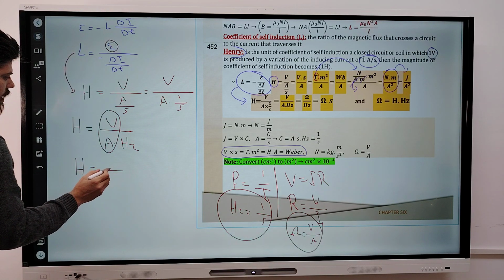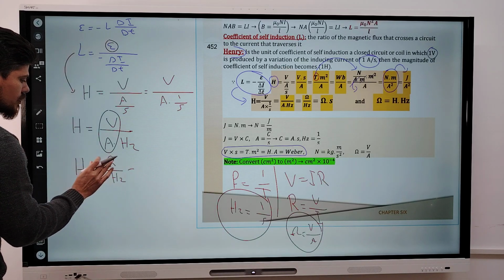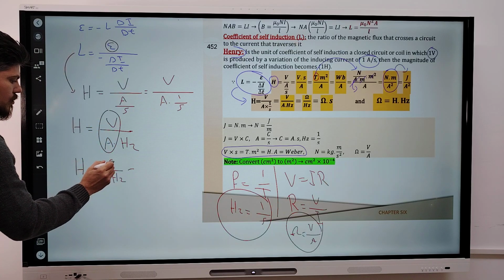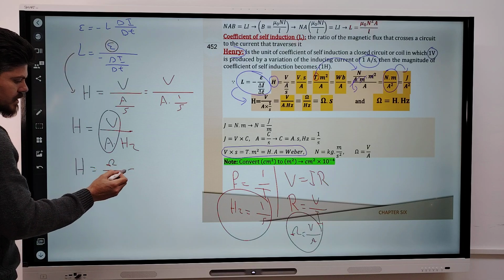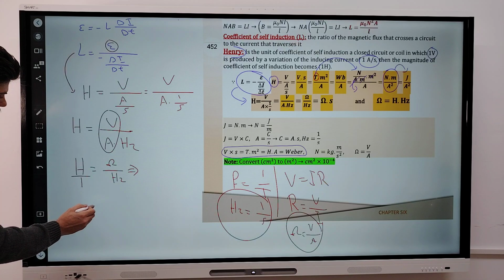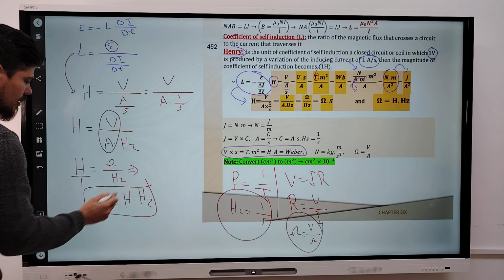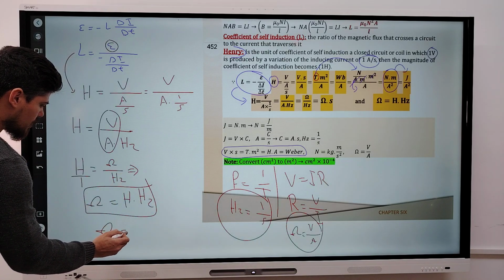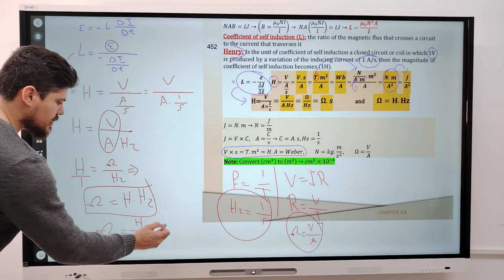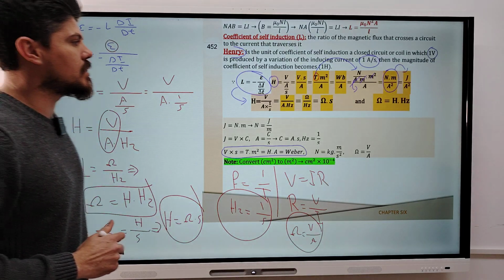Henry is equal to what? Is equal to R over hertz. Okay? Sorry, this is not R, this is ohm. Volt per ampere is equal to what? Ohm. Ohm is the unit of resistance. And also, if you cross product, ohm is equal to what? Henry hertz. Or you can say ohm is equal to Henry over second. So Henry is equal to what? Ohm second. So these are the equivalent.